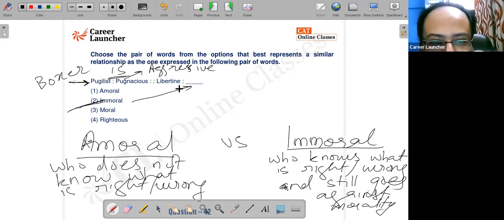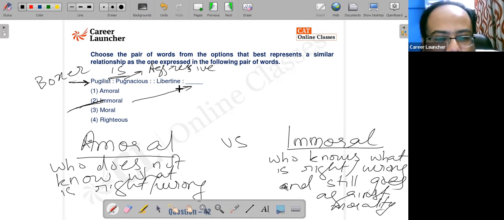Let us say that it is wrong to hit elders. I'm just taking a hypothetical case. That is, I cannot raise my hand on elders. If I know this, and in spite of knowing this, I still hit someone who is elder to me, in that case, I am immoral. Why am I immoral? Because I know that it is wrong to hit elders, but in spite of that, I'm hitting someone who's elder.